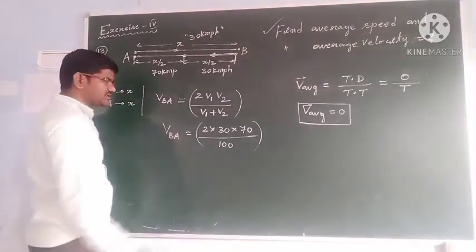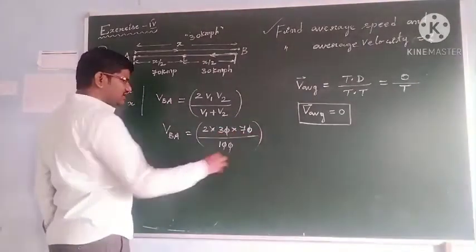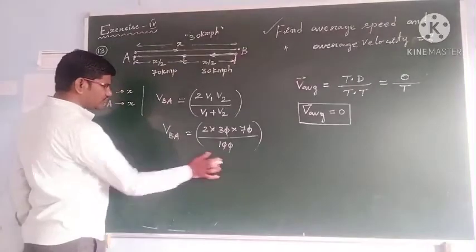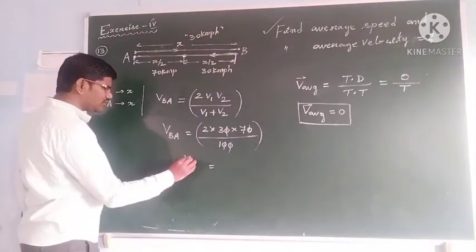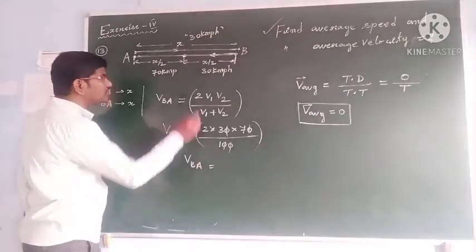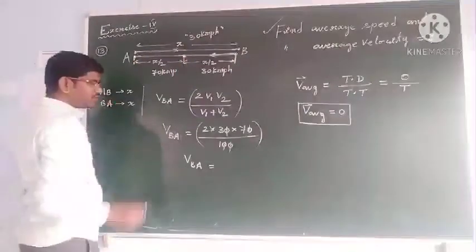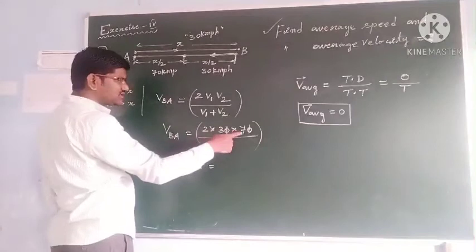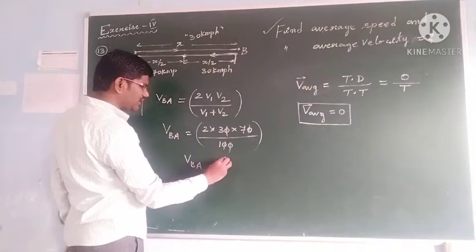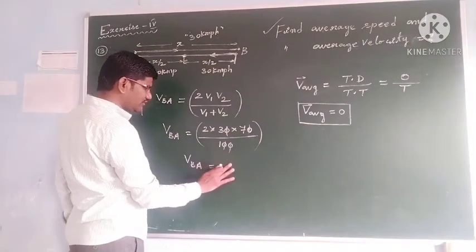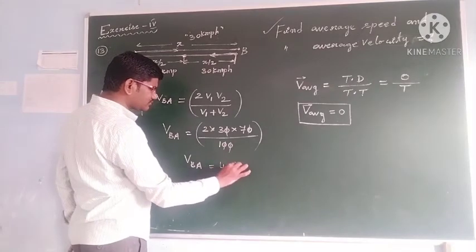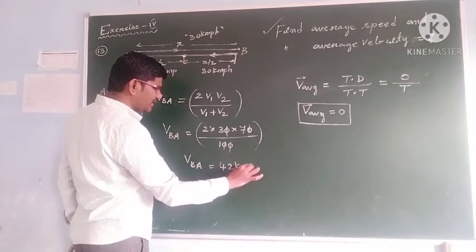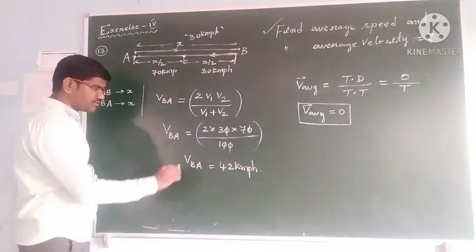Okay, students, and two zeros get cancelled. So what will you get, students? Average speed we will get. I am finding average speed for B to A. So 2 into 3 is 6, 6 times 7 is 42. So we will get the answer 42 kmph. This is okay, students.